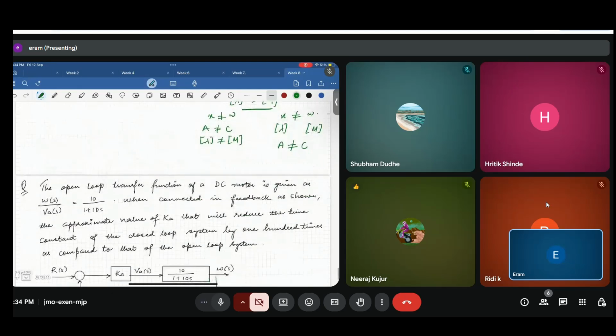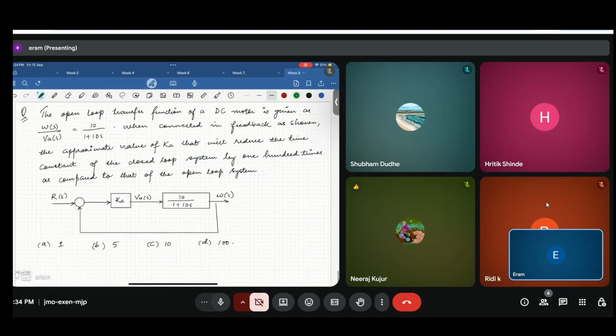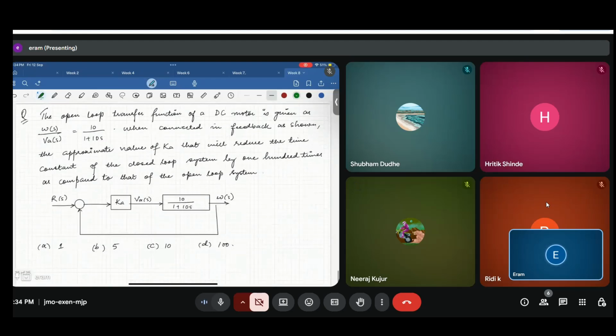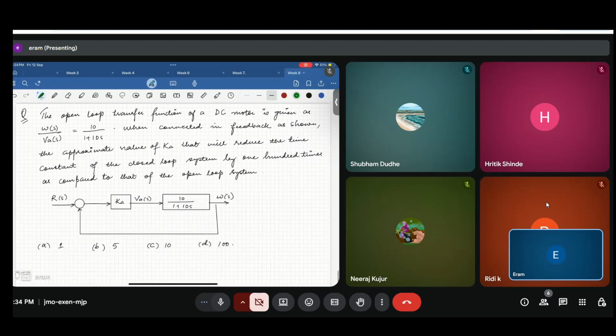Okay, so this is the last problem for today's session. You have the open loop transfer function of a DC motor, and the open loop transfer function is 10 divided by 1 plus 10s. Now we are representing the open loop transfer function of a DC motor. Can you identify the input and output? What is the output?